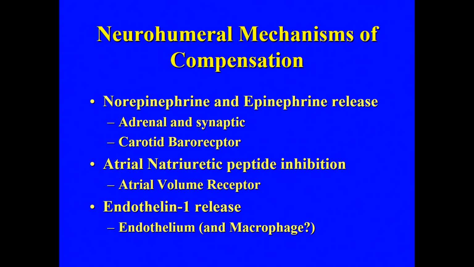Vasoconstriction and compensation are mediated by several neurohumoral mechanisms. This includes the elaboration of norepinephrine and epinephrine, from adrenal sources as well as from the postsynaptic membrane. Most of this is triggered through the carotid baroreceptors, as well as the atrial volume receptor, which leads to the elaboration of atrial natriuretic peptide inhibition. There is also endothelin-1 release from the endothelium that leads to further vasoconstriction, and some experimental evidence has shown that macrophages can release endothelin-1 under certain circumstances.